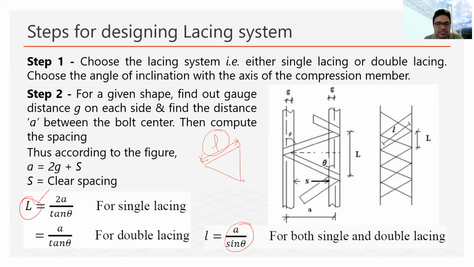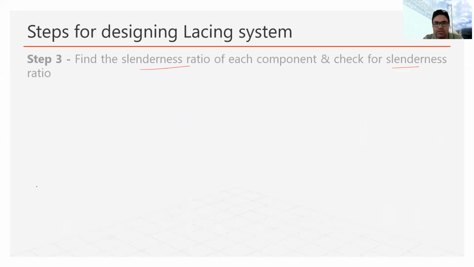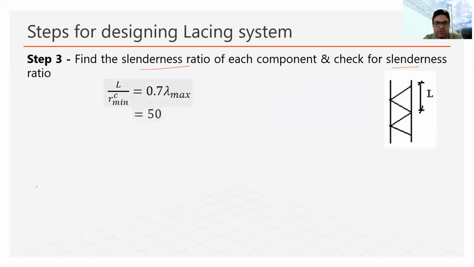Now we have to check whether this L is sufficient or not. So for that, we have these two values. We have now the L value. We will find out r minimum from the steel table, and lambda max we can easily find out from the conditions which will be given in the question. So it will be clear when we solve the question. Then this ratio is basically used to check whether the L value that we have calculated in the previous step is sufficient or not. So in this we are actually checking the slenderness ratio.